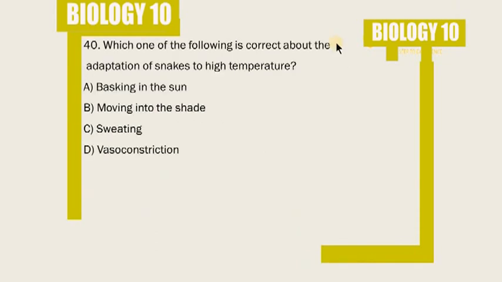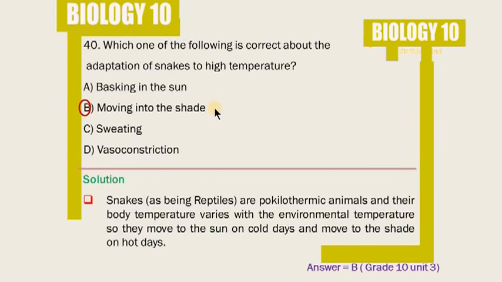Question 40. Which of the following is correct about the adaptation of snakes to a high temperature? A. Basking in the sun. B. Moving to the shade. C. Sweating. Or D. Vasoconstriction. The answer is B. Moving to the shade. Snakes are reptiles. Their temperature varies with the environment, so they move to the sun on cold days and move to the shade on hot days.